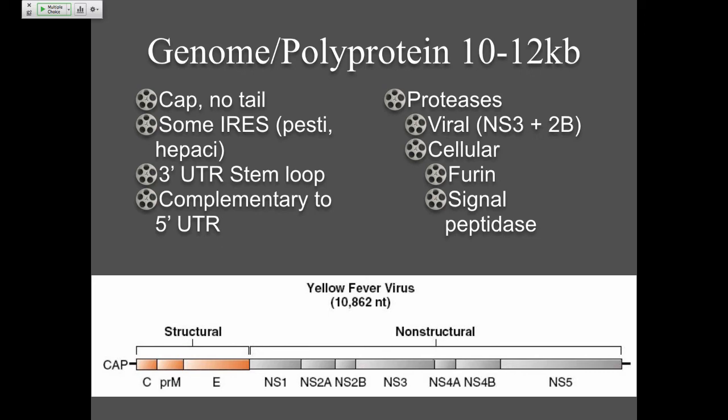Polyprotein, I think this is the only slide that Dr. Hirsch used that I gave him. We've got caps here down at the 5' end of the genome, non-structural proteins down here at the 3' end of the genome. Again, base pairing between the 3' and the 5' ends. Where does the cap come from?